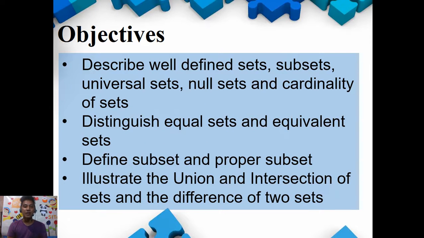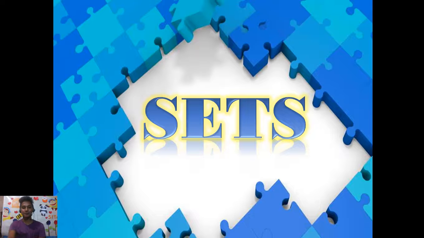First, we describe well-defined sets, subsets, universal sets, null sets, and cardinality of sets. Second, distinguish equal sets and equivalent sets. Next one, define subset and proper subset. And the last one, illustrate the union and intersection of sets and the difference of two sets.